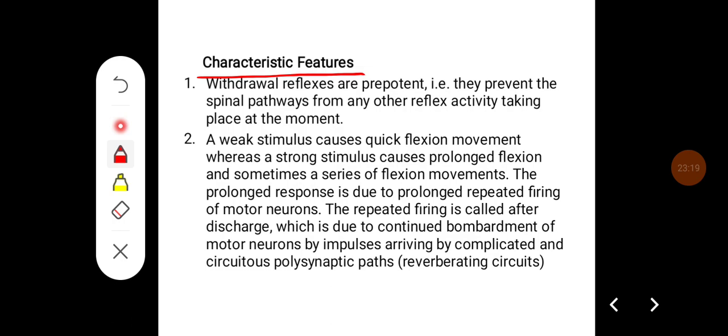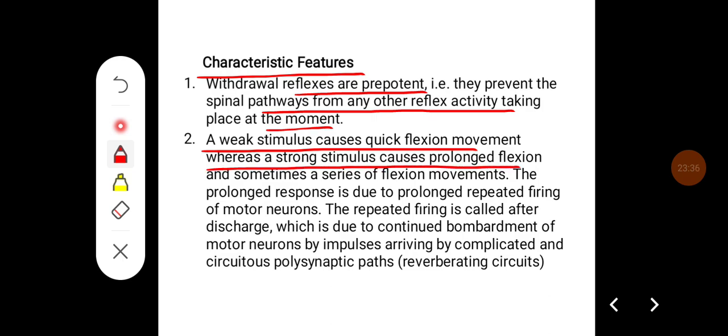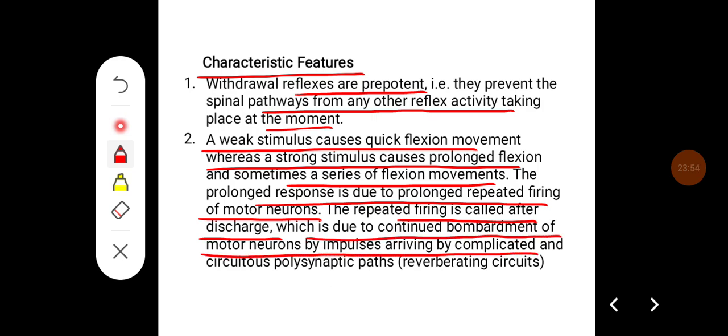So, the characteristic features of the withdrawal reflex. Withdrawal reflexes are prepotent, that is, they prevent the spinal pathways from any other reflex activity taking place at that moment. A weak stimulus can cause a quick flexion movement, whereas a strong stimulus causes prolonged flexion and sometimes a series of flexion movements. The prolonged response is due to the prolonged repeated firing of motor neurons. The repeated firing is called after discharge, which is due to the continued bombardment of the motor neurons by impulses arriving by complicated and circuitous polysynaptic, that is, reverberating circuits.